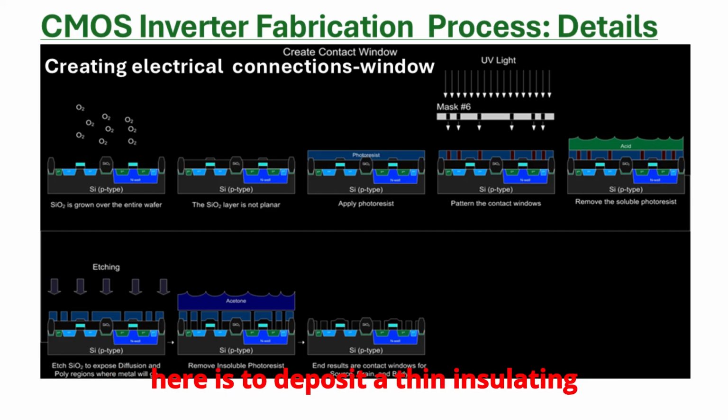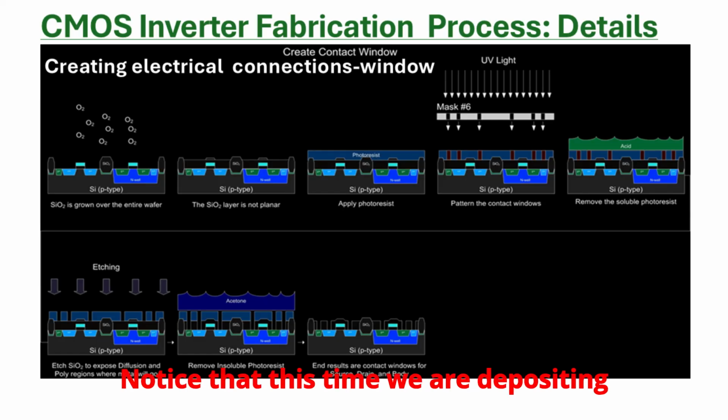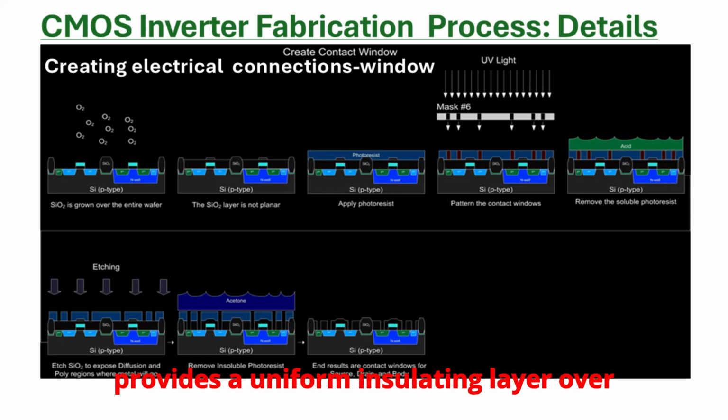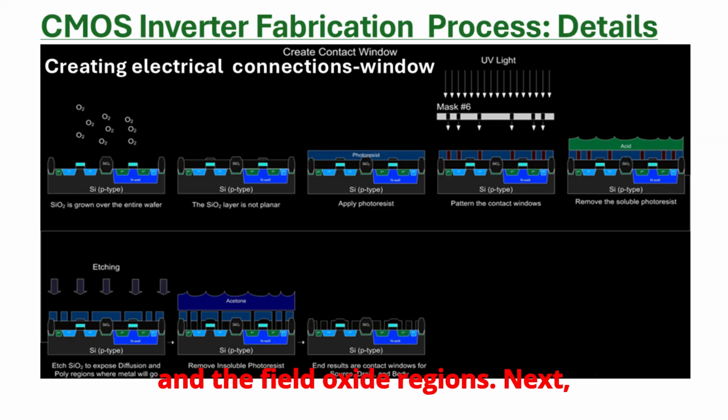The first thing we do here is to deposit a thin insulating layer of silicon dioxide, SiO2, over the entire wafer. This is done using chemical vapor deposition, CVD. Notice that this time we are depositing the oxide, not growing it. The reason is simple. At this stage, we no longer have access to the bare silicon wafer surface, so thermal growth of oxide is not possible. Instead, deposition provides a uniform insulating layer over everything: the transistors, the gates, and the field oxide regions.